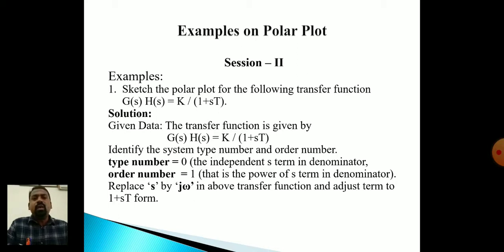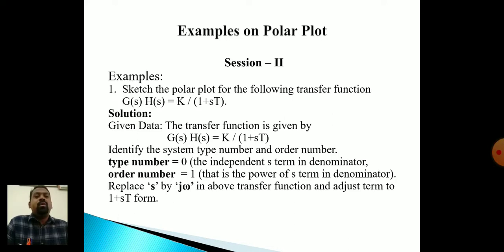You may ask, why are the type number and order number required? If you are solving many examples, by seeing the type number and order number you can predict or judge the polar plot, where exactly it is crossing, which is the starting point and which is the ending point of the polar plot, something like that. So once again, there are different steps.